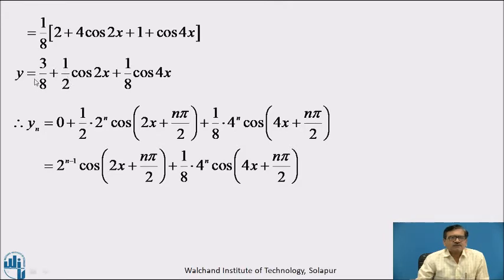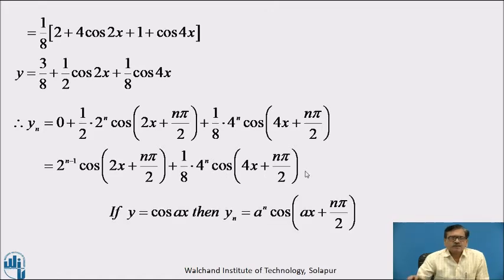And now we can write the nth derivative term by term. The nth derivative of the first term 3/8 is 0, therefore y_n equal to 0 plus 1/2 as it is, and the nth derivative of cos 2x is 2^n cos(2x + n pi/2), plus 1/8 as it is, and the nth derivative of cos 4x is 4^n cos(4x + n pi/2). By simplifying, we can write 2^n by 2, that is 2^(n-1) cos(2x + n pi/2) + 1/8 into 4^n cos(4x + n pi/2).